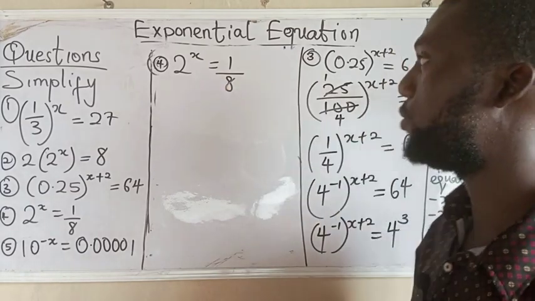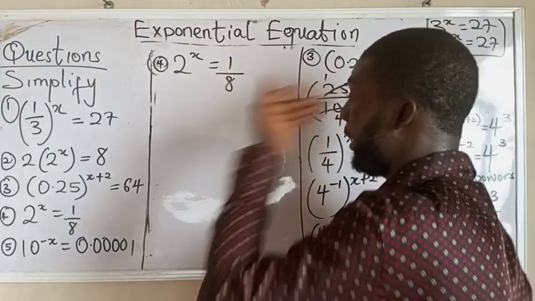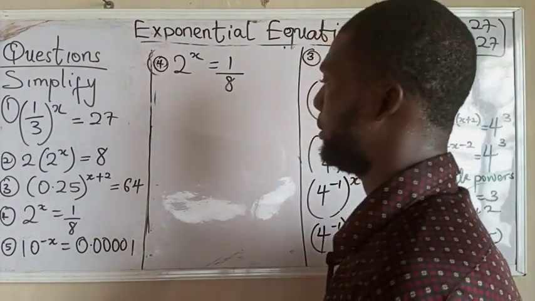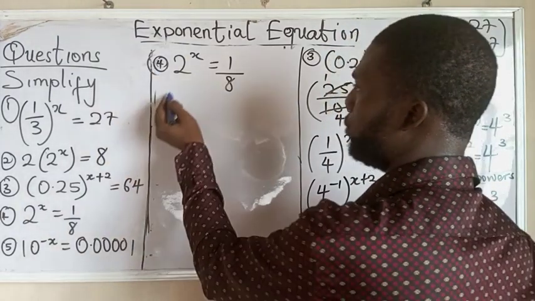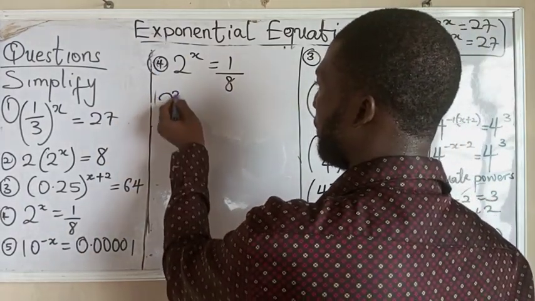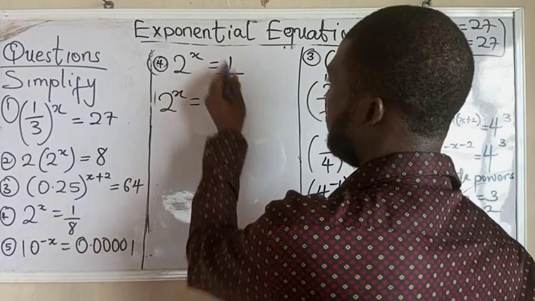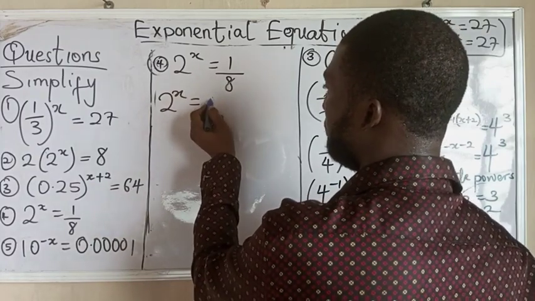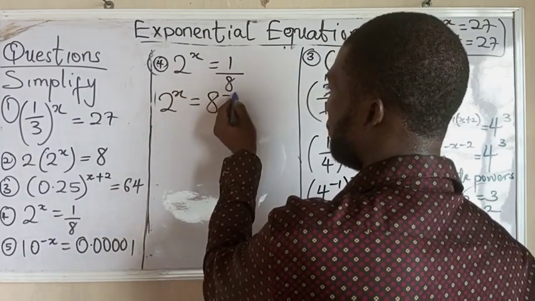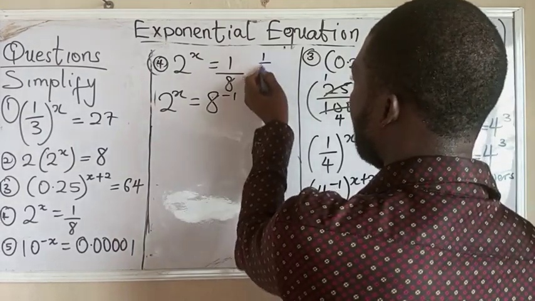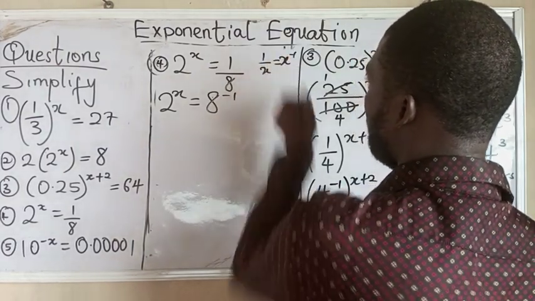So how do we solve this number 4? 2 raised to power x equals 1 over 8. 1 over 8 is the same thing as saying 8 raised to power minus 1. Let's not forget that 1 over x is the same thing as saying x raised to power minus 1.